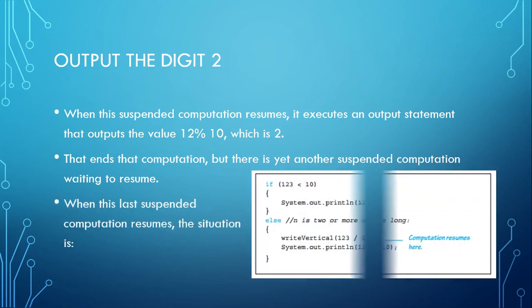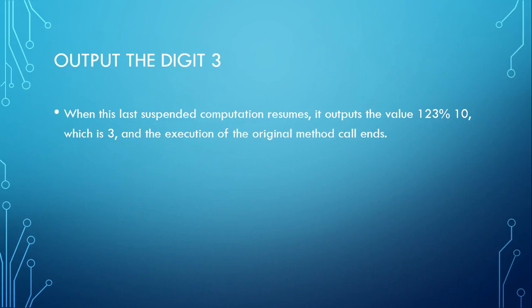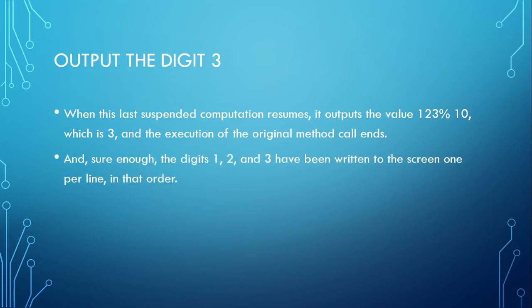And when it resumes, the situation is going to be this: 123 mod 10. When this last suspended computation resumes, it's going to output the value 123 mod 10, which is 3. And the execution of the original method call ends. And sure enough, the digits 1, 2, 3 have been written to the screen, one per line in that order.